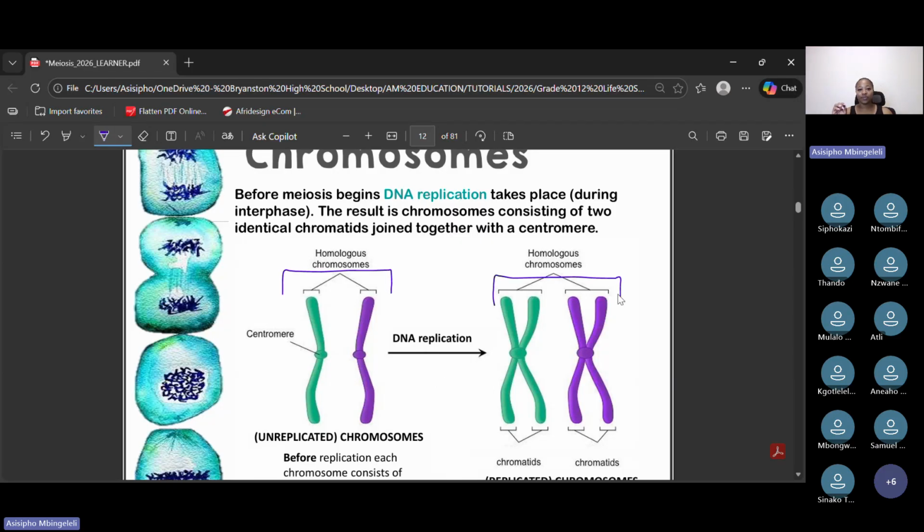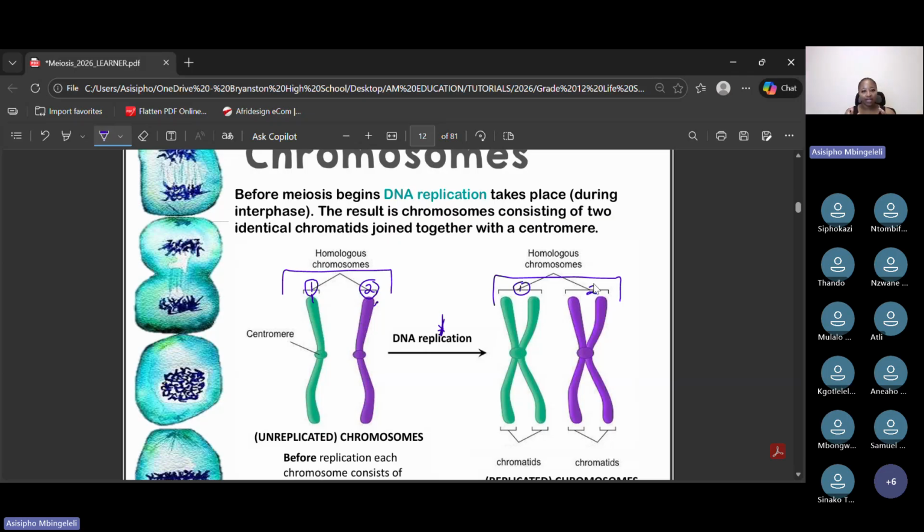What's the difference here? The chromosomes on the first diagram are unreplicated. So the chromosomes are made up of only one chromatid. So this is chromosome number 1 and this is chromosome number 2. Then DNA replication takes place. This particular chromosome will make a copy of itself, and this purple one will also make a copy of itself. Then we end up having still 2 chromosomes, chromosome 1 and chromosome 2.